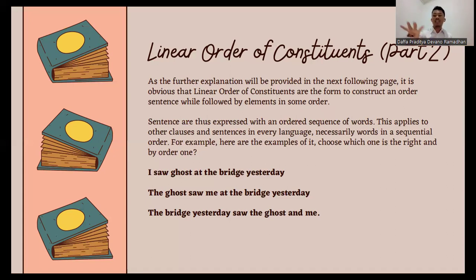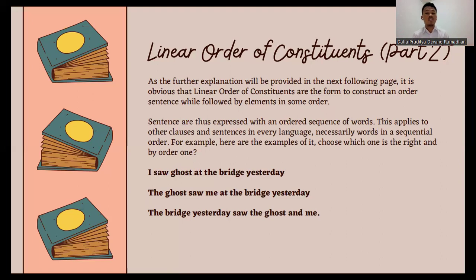So each sentence has to be in order. So there will be no multiple meanings within the sentence. So it's necessary for us to keep that sequential order. And for example, here are the examples.